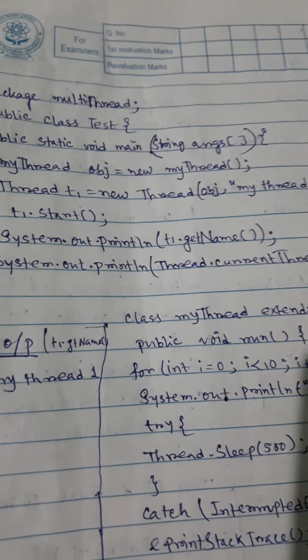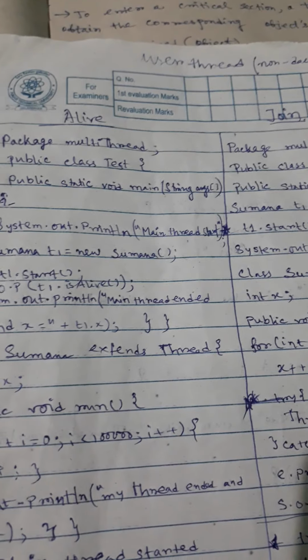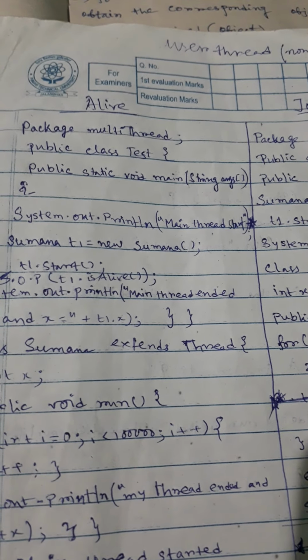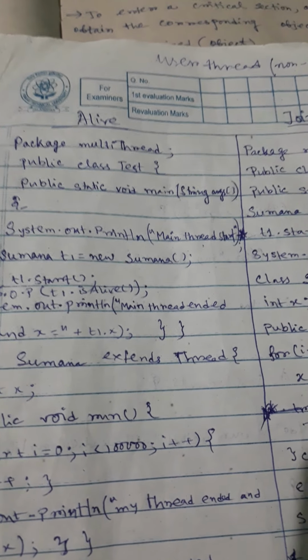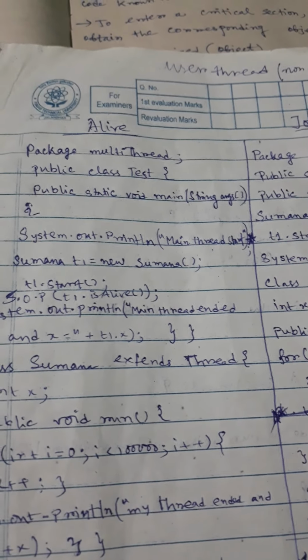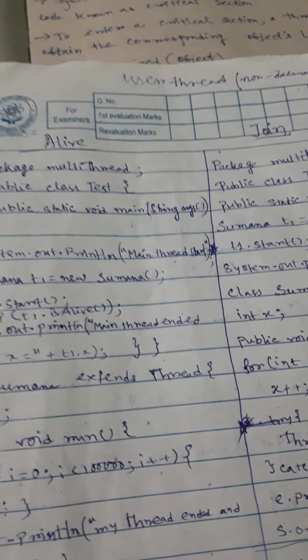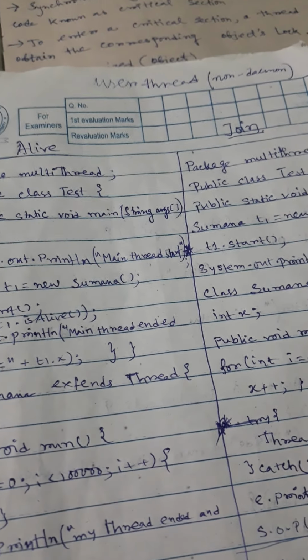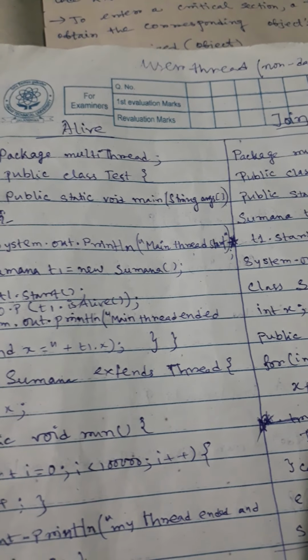So next is isAlive. isAlive gives the status of whether the thread is alive or the thread is active. If the thread is active, it will show true. If the thread is not active, it will show false. So if the thread is active, yes, it is still running, and if it is not active, meaning it is finished, then it will show the false statement.